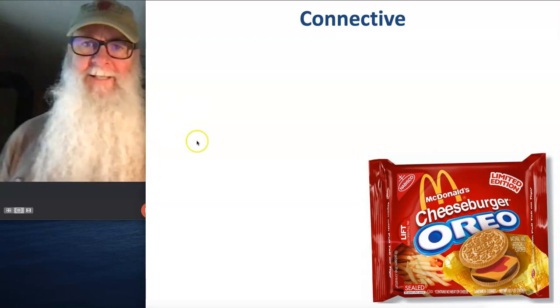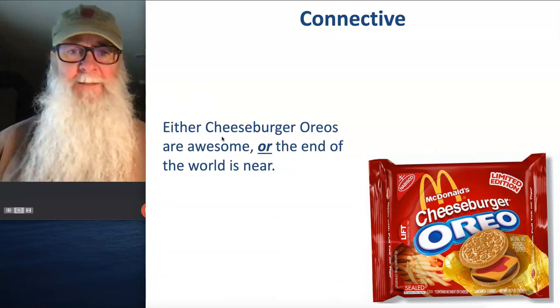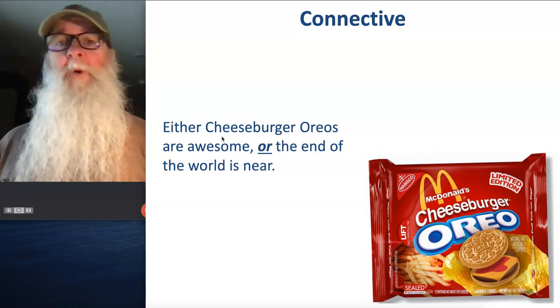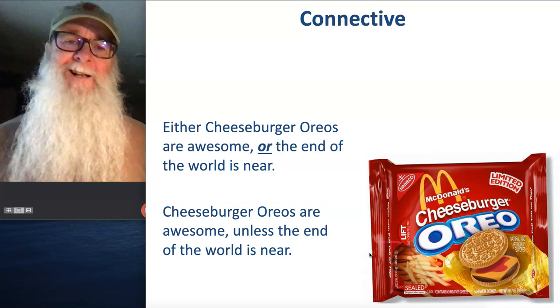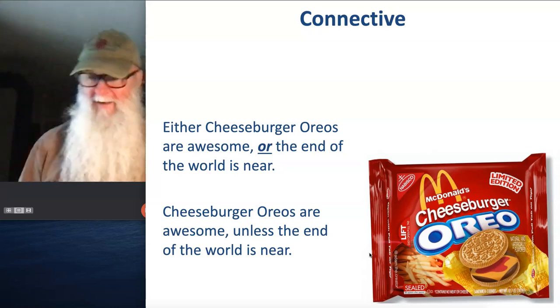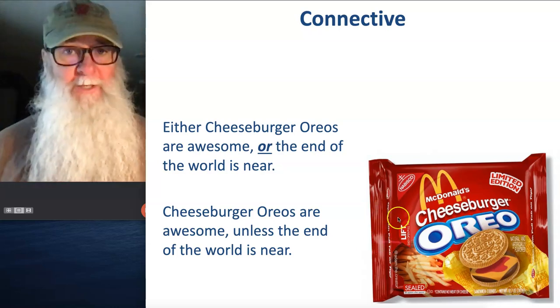Take a look at these sentences. Sentence number 1, either cheeseburger Oreos are awesome or the end of the world is near. Sentence number 2, cheeseburger Oreos are awesome unless the end of the world is near. All right, so we can see here we have two more compound sentences.